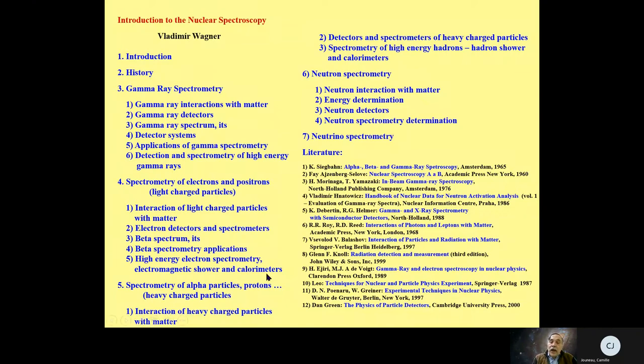And maybe you already know this well-known textbook for radiation detection and measurements, Knoll. This is for our students. It is one of the most used textbooks. Then Arian and Voigt, this is about application for nuclear physics and the study of nuclear structure. Leo is also a very well-known and very used textbook for particle detection and the techniques used in nuclear and particle physics. And Greiner, Pomerol is also a nice book, and Dan Green is also about particle detectors and physics.